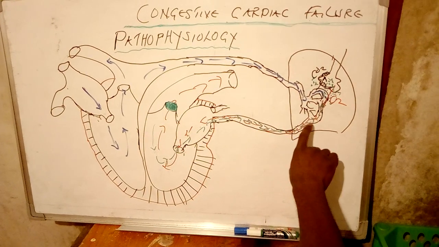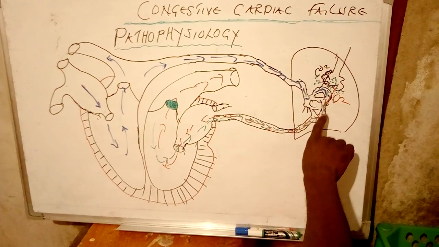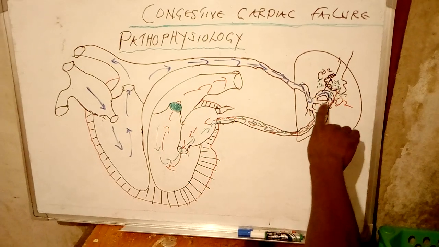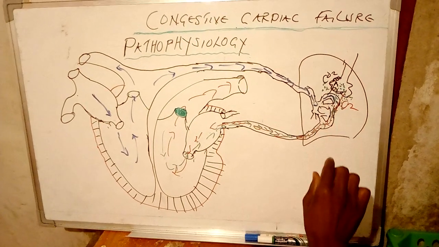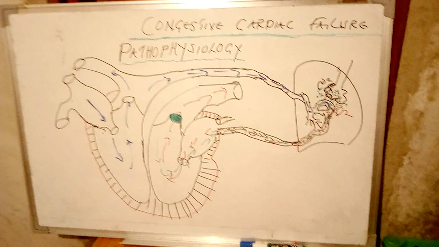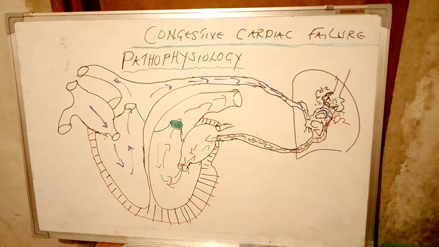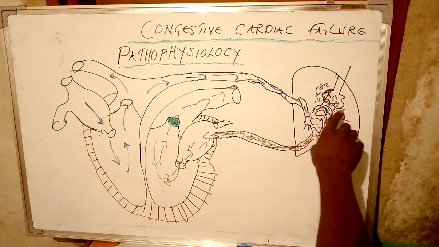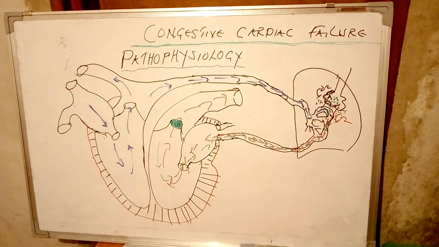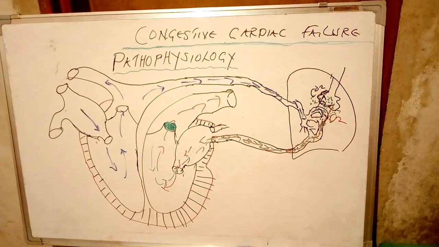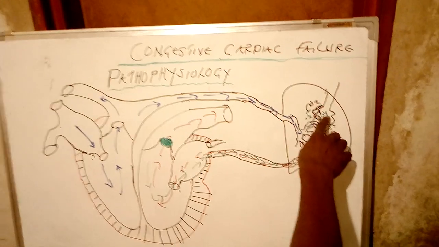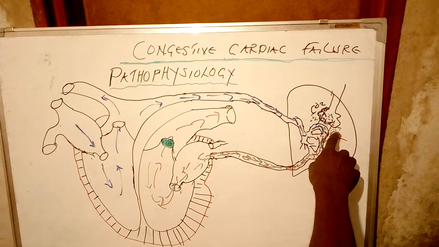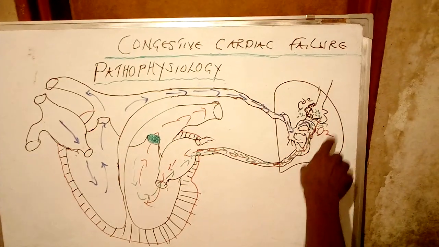So when blood builds up in these pulmonary veins and back in the lungs, it is going to cause increased capillary permeability, and fluid starts leaking from the intravascular compartment into the interstitial space as well as the alveoli, leading to coughing because of irritation of the alveolar wall, as well as pulmonary edema.